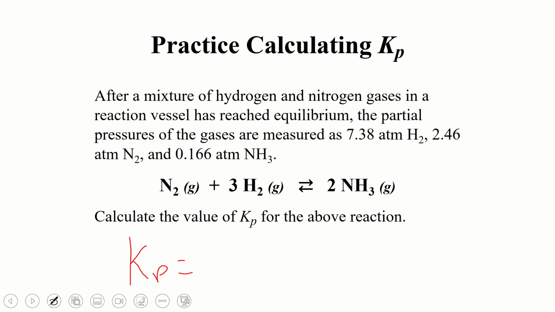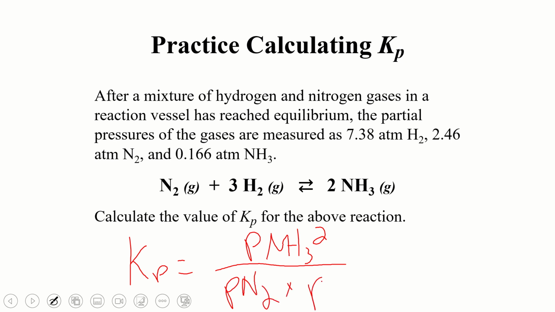So I would just put my lone product on top. So I would say pressure NH3 squared goes on top. And then on the bottom, I'll do pressure N2 times the pressure of H2. And the pressure of H2 needs to be cubed. That is a 3 down below there. Again, I'm sorry. My handwriting's not good, and I'm drawing on a touch screen laptop here. But hopefully you're able to at least generally make out what I'm trying to write there.